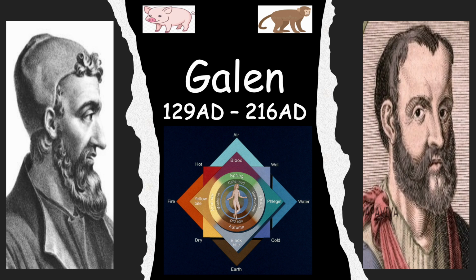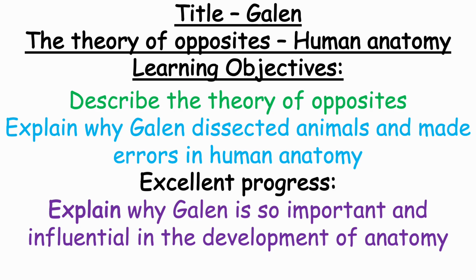Galen, 129 AD to 216 AD. Title: Galen, The Theory of Opposites, Human Anatomy. Learning objectives: describe the theory of opposites. Explain why Galen dissected animals and made errors in human anatomy. Excellent progress: explain why Galen is so important and influential in the development of anatomy.